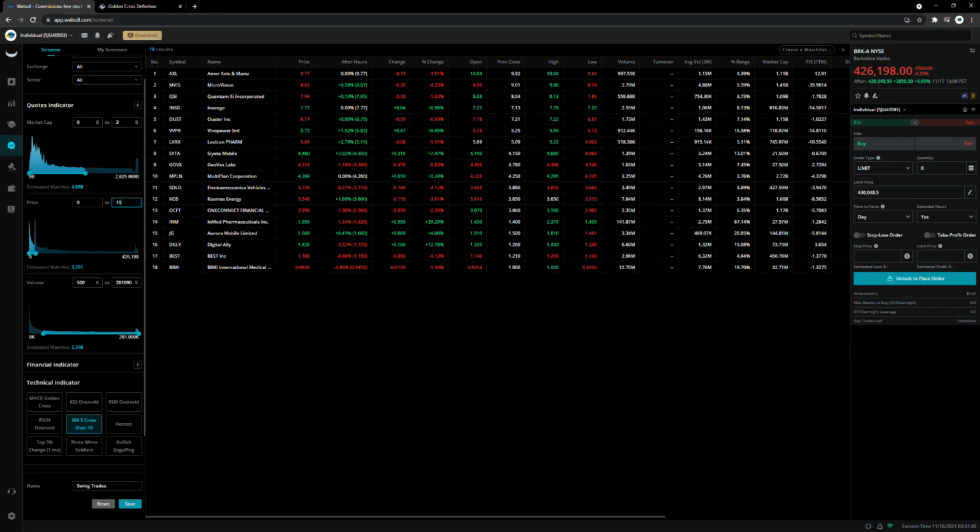Second reason I like to use the 0 to $10 is because I know a lot of new traders follow me and they don't have thousands of dollars in their accounts to trade mid cap companies, large cap companies. They like the small cap companies that only cost 0 to $10, where they don't have to throw half of their portfolio into one trade.